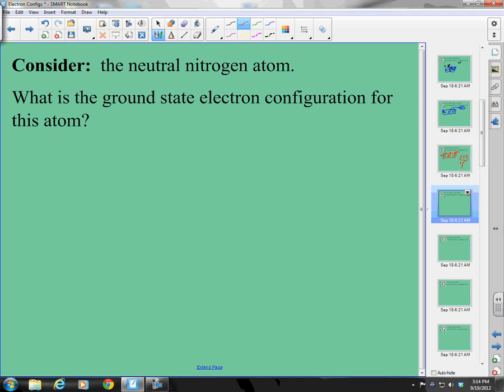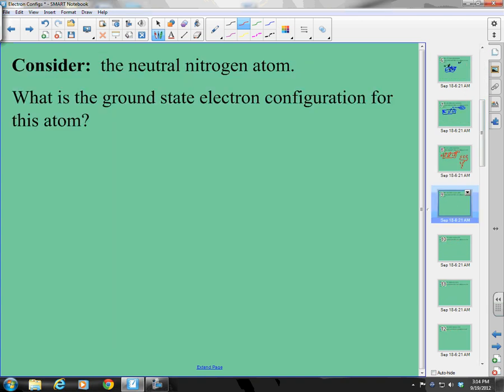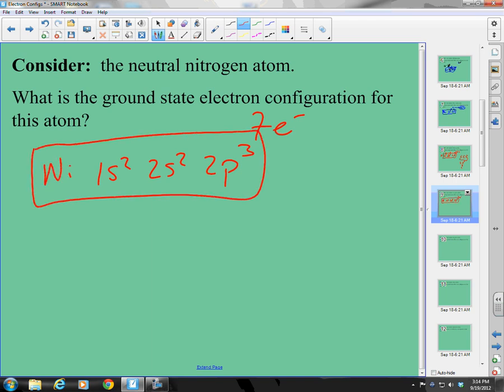Neutral nitrogen. Okay, I'm going to let you guys do nitrogen. Are you ready? Pause me, give it a shot. Unpause me when you're ready. Okay, nitrogen. Nitrogen has 7 electrons. All right, so let's go back down. Nitrogen, 7 electrons I want to place. Where do I start? 1s2, 2s2, 2p what? Well, let's see. How about 3? Will 2p3 work? Yes, it will. That is nitrogen. 1s2, 2s2, 2p3.